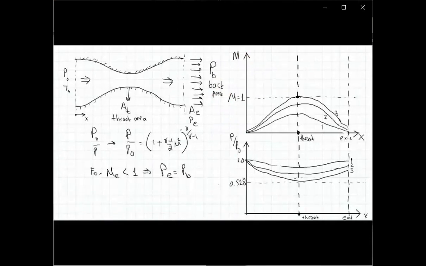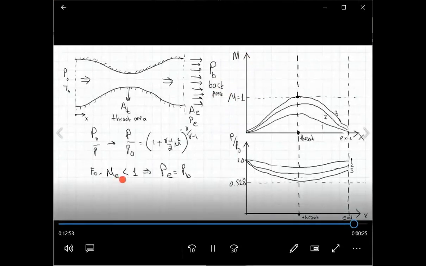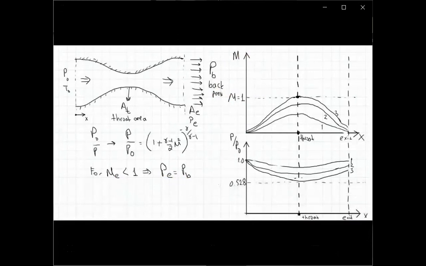So for that condition, for ME, the exit Mach number, the Mach number exactly at the exit plane, less than 1, a subsonic condition, PE will always be equal to PB. Of course, let's keep this as a note here. That's not going to be the same if it's a supersonic exit flow, which we would like to have.